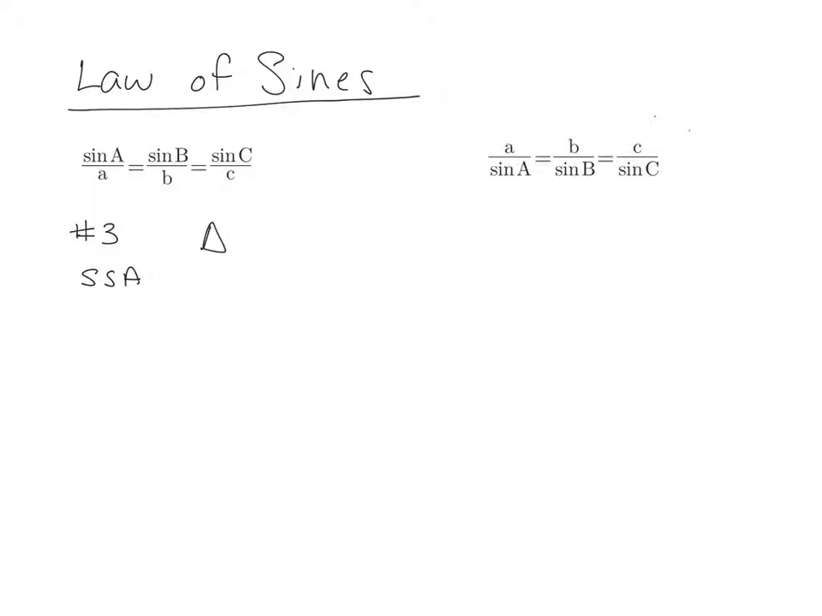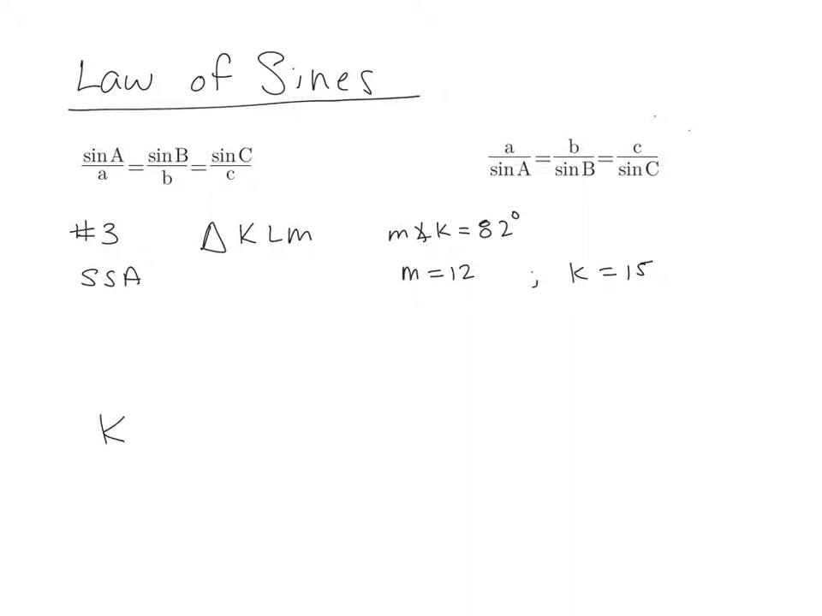We are told that triangle KLM has a measure of angle K equal to 82 degrees. And then we're going to have two sides. Side M is going to equal 12, and side K is going to equal 15. So we're going to go ahead and start with angle K.